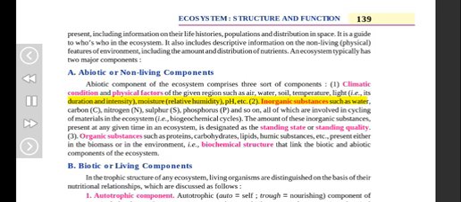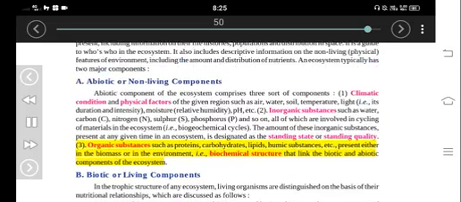2. Inorganic substances such as water, carbon, C, nitrogen, N, sulfur, S, phosphorus, P, and so on, all of which are involved in cycling of materials in the ecosystem, i.e., biogeochemical cycles. The amount of these inorganic substances, present at any given time in an ecosystem, is designated as the standing state or standing quality. 3. Organic substances such as proteins, carbohydrates, lipids, humic substances, etc., present either in the biomass or in the environment, i.e., biochemical structure that link the biotic and abiotic components of the ecosystem.